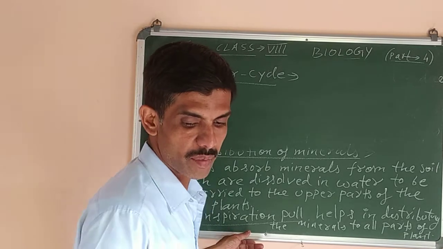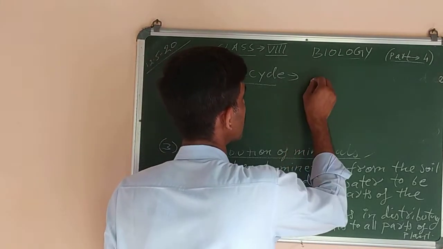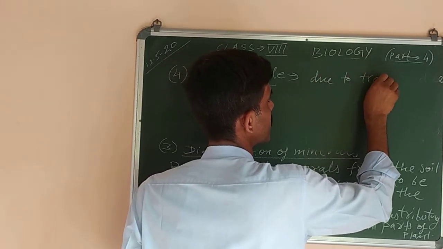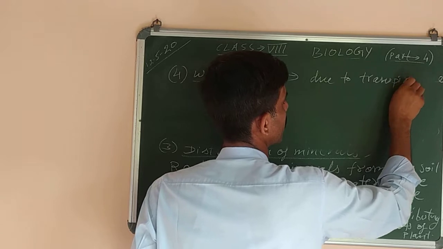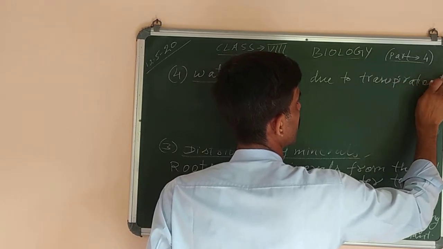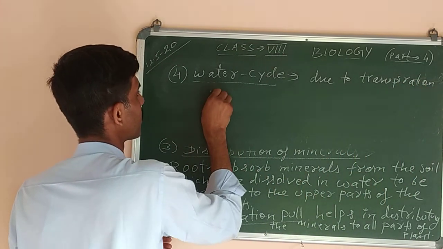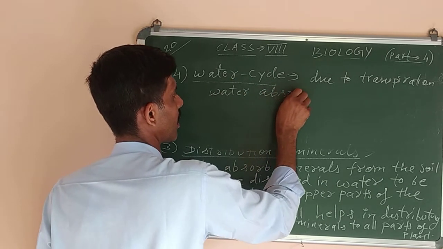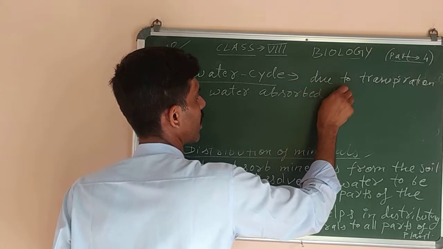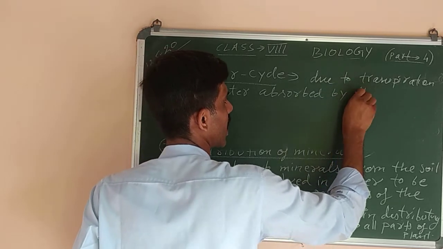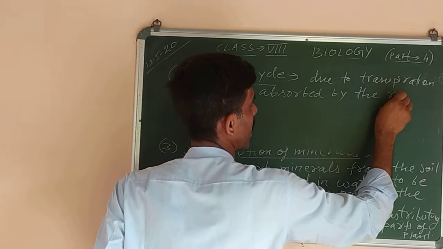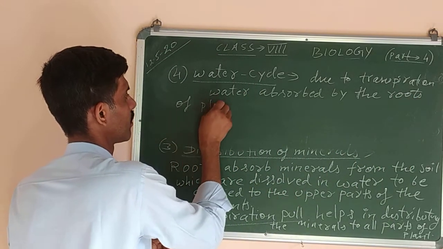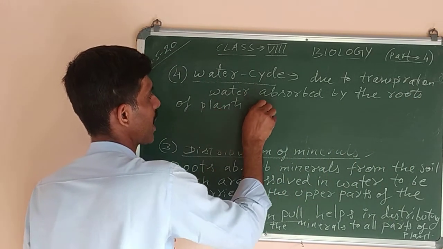Water absorbed by the roots of the plant returns back to the atmosphere due to transpiration.